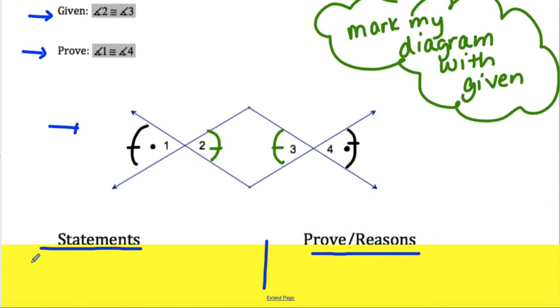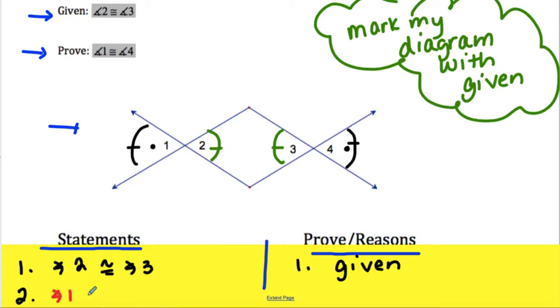So remember, we're going to start with our given, that angle 2 is congruent to angle 3. And our reason for that is because it was given to us. All right, from there I can go to the diagram because there was no other given information other than the diagram. And I can say that angle 1 is congruent to angle 2 and angle 3 is congruent to angle 4. Now, you could put them next to each other, you could put them up over each other, it doesn't really matter. All right, and that would be why? Well, because of the vertical angle theorem.